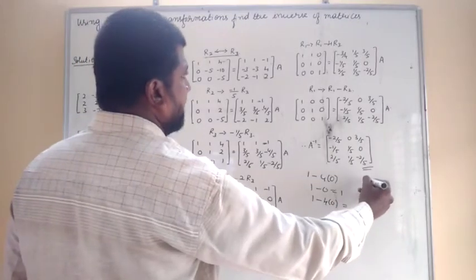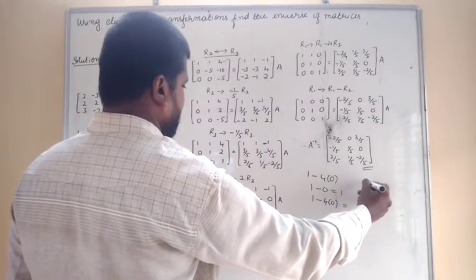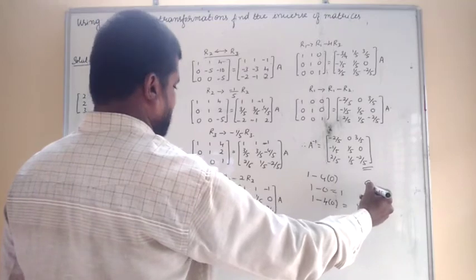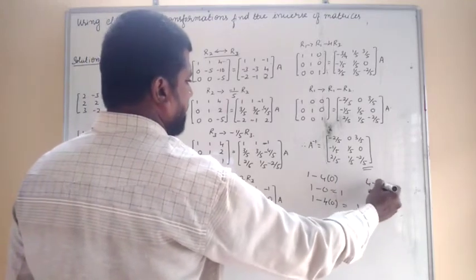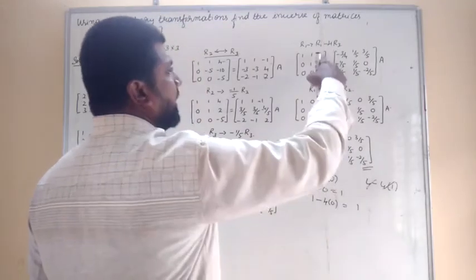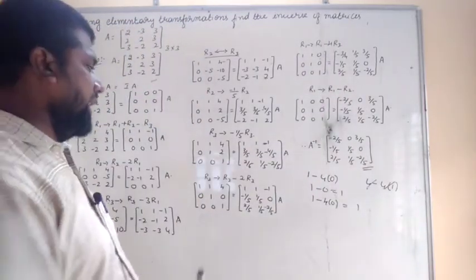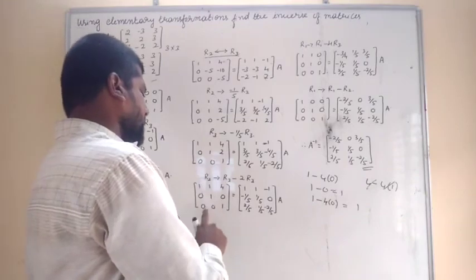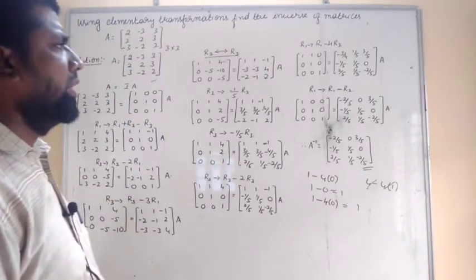Again you have to change the third element. Third element is 4. 4 minus 4 into 1, then you are getting 0. So we got 0 here. So the second row we should write 0 1 0. Then the third row is 0 0 1. You have to write the same as it is.